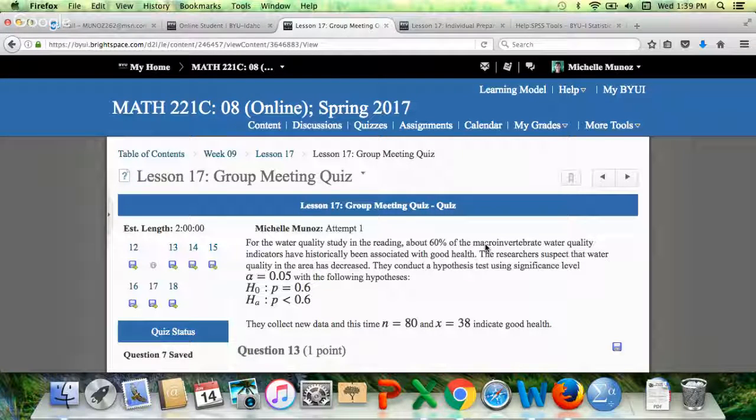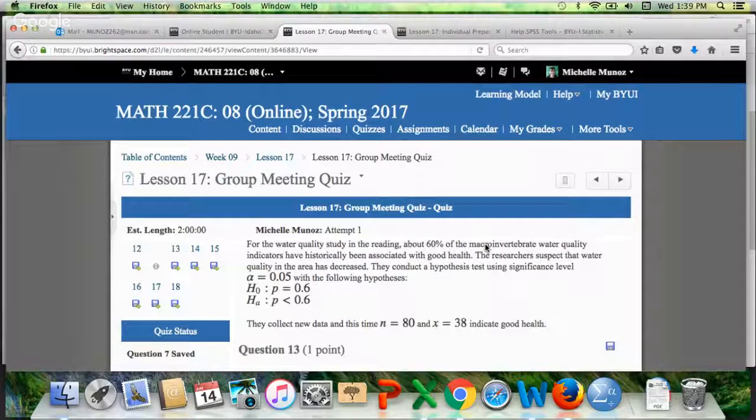So our sample P, our P is 0.475. What's our other one? 0.475. Okay, minus P. This is where I'm wondering. Okay.